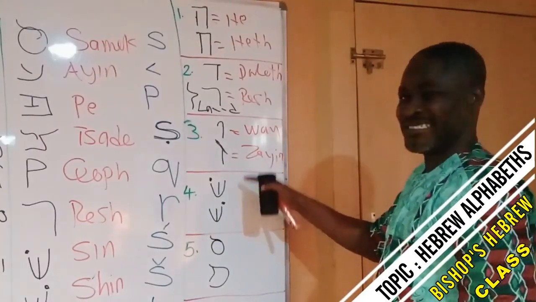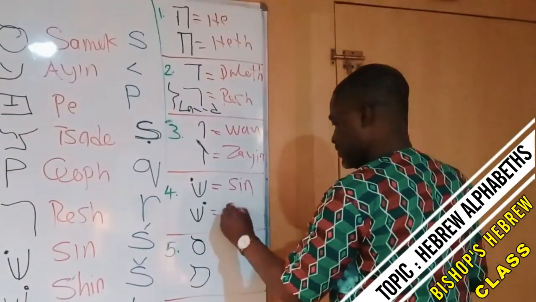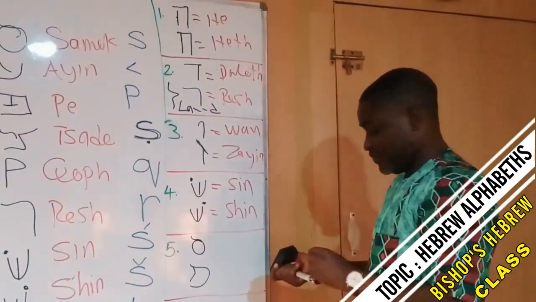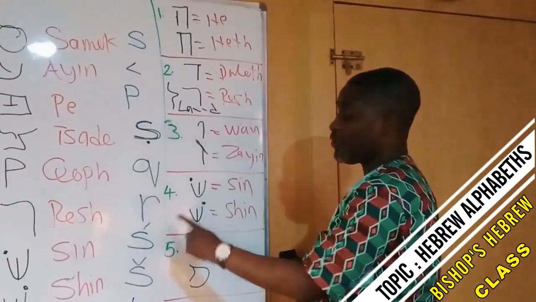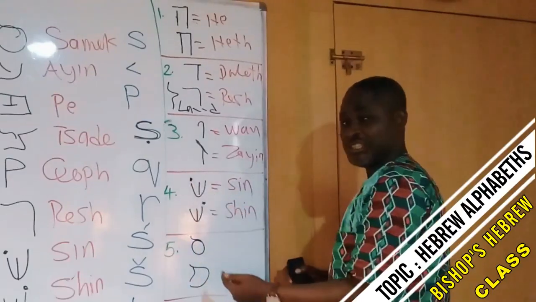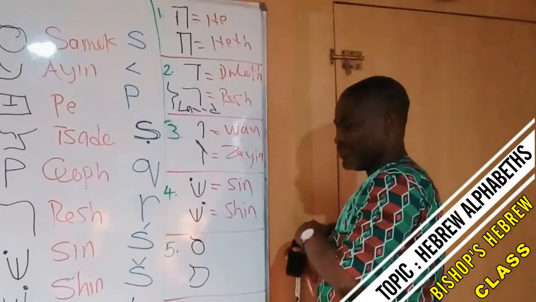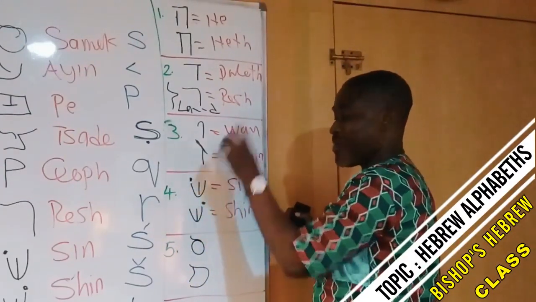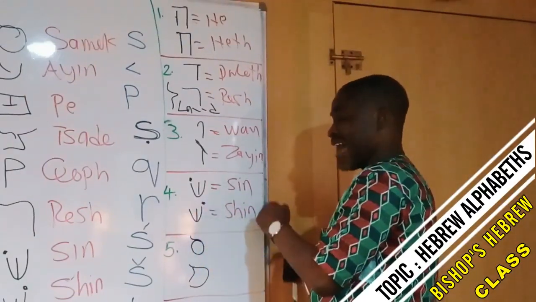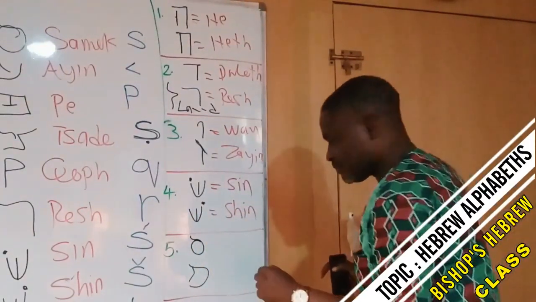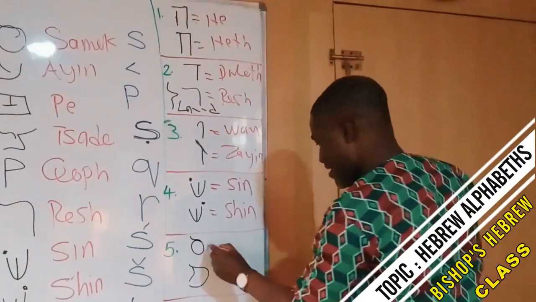Then we also have Sin and Shin. This is Sin and this is Shin. The difference between these two is that Sin has a dot at the top left, while Shin has a dot at the top right.